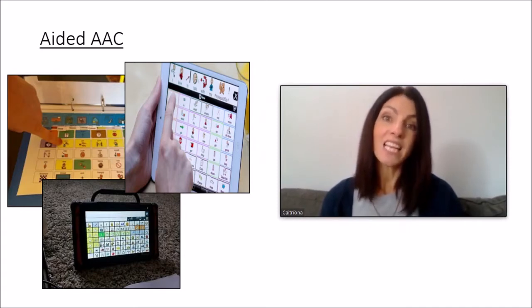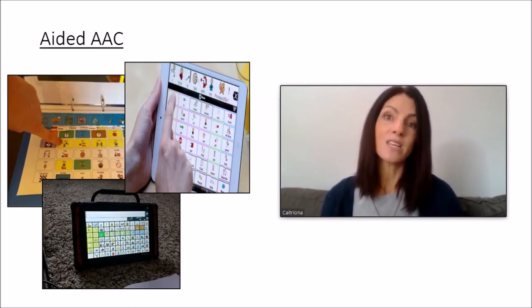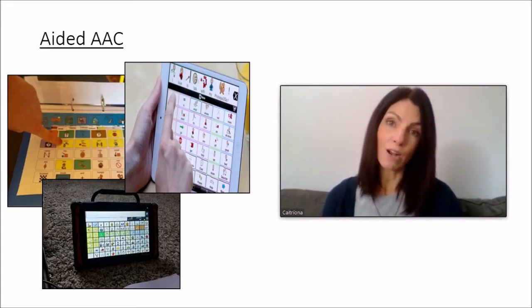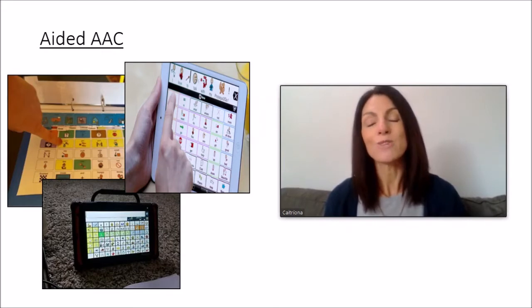More specifically, in these videos, we're going to be discussing the types of systems that you see here in the pictures. So these are symbol-based systems, either with a battery and a voice output component, or low-tech systems, which are no-tech systems, which are printed and laminated.